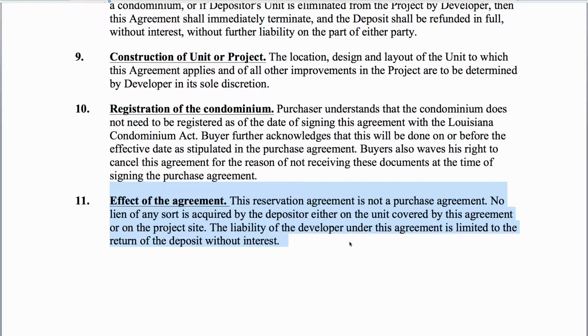Now, this reservation agreement is not a purchase agreement. You have a purchase agreement to sign, okay? But naturally, this purchase agreement will only be real, or legal, after your 10 days of the rescission period, okay?